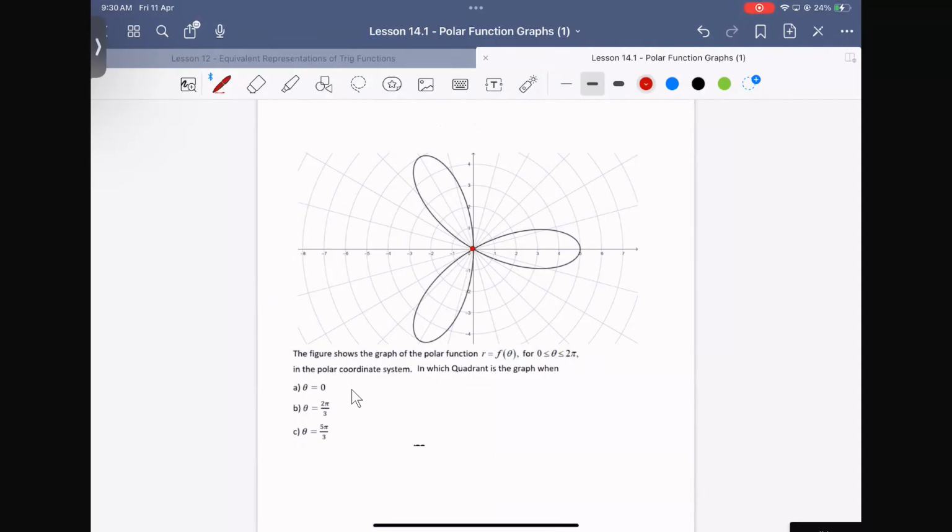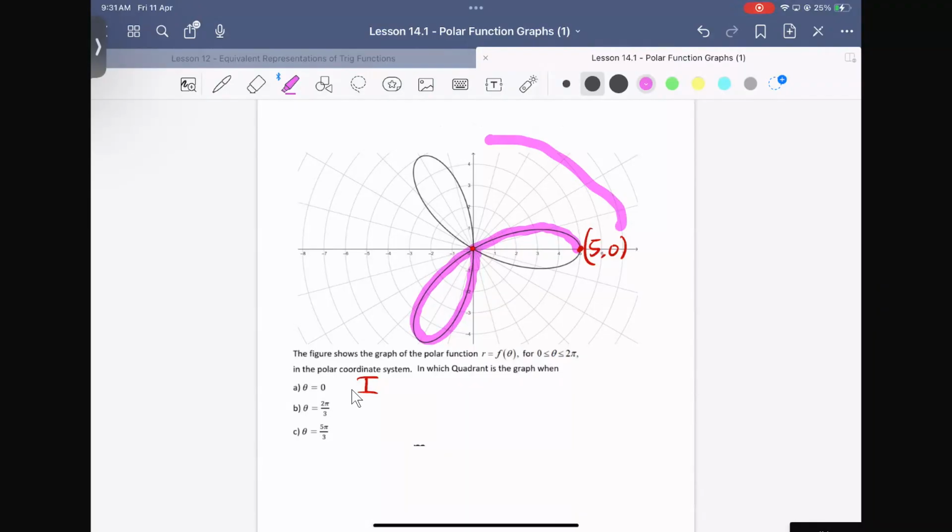So when theta equals 0, it's going to be here, isn't it? At 5, 0 in rectangular coordinates. That's going to be in the first quadrant. How is the graph going to go? So if I trace this bit here, we're going to go like this. We're going to come down here. We're going to go around to there. That's from 0 to pi over 2.